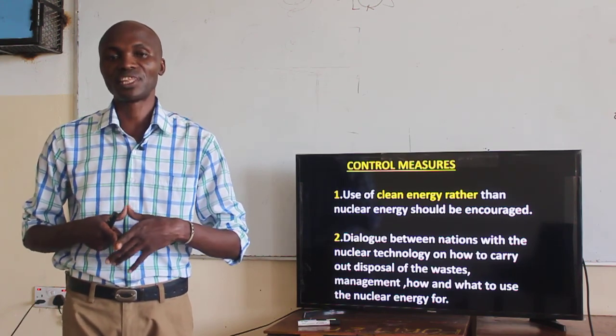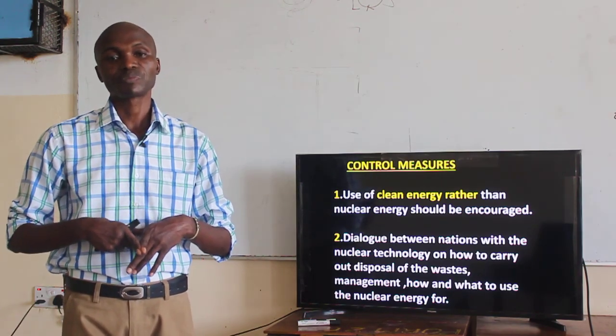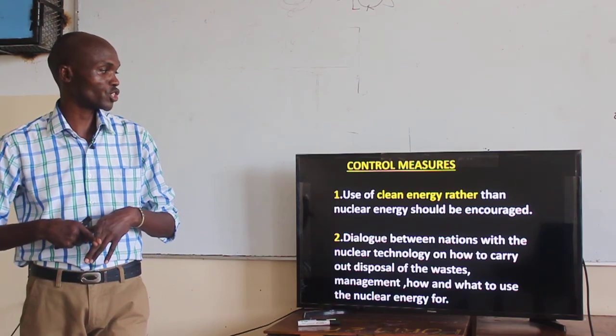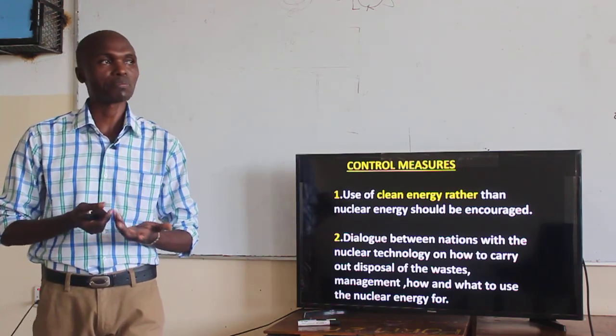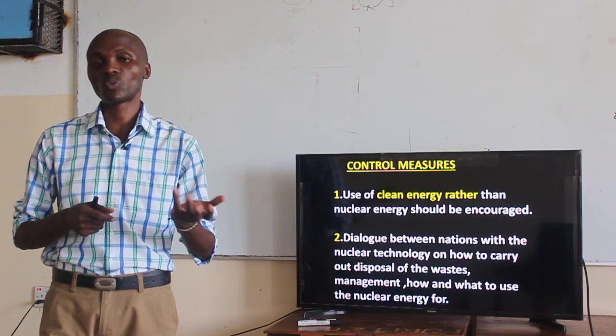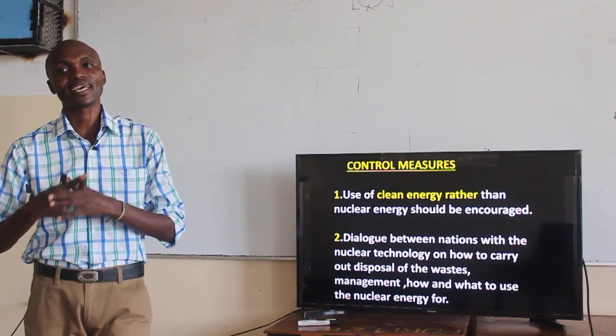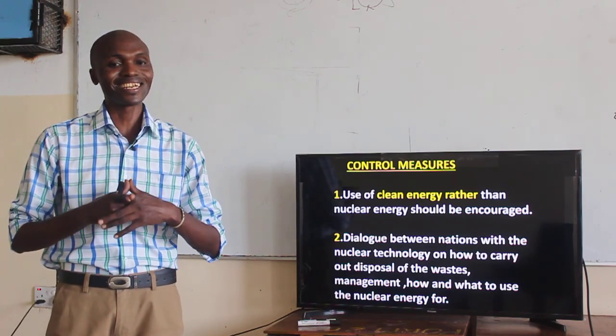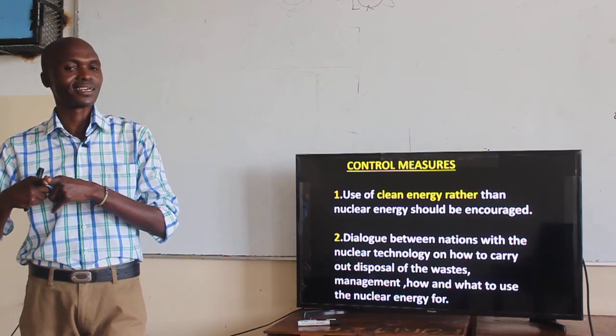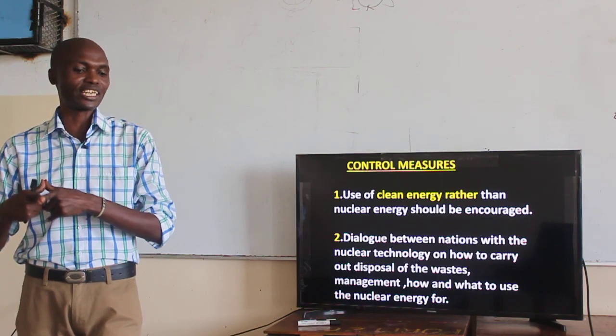One of the ways is by the use of clean energy rather than using nuclear energy. That means we need to tap energy from the sun, from the wind power, the solar power, as opposed to nuclear energy. Nuclear energy is clean energy, but the risks that are involved with the leakages are the ones that are more disastrous.